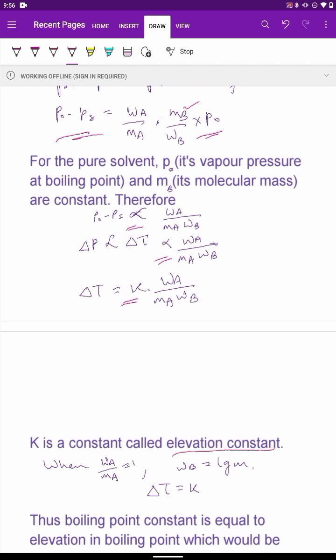Based on this formula, we can solve some numericals also. In case Wa by Ma in this equation is taken as 1, and Wb is equal to 1 gram, then delta T becomes equal to K. So when the right hand part Wa by Ma is 1 and also Wb is 1 gram, in this equation delta T becomes equal to K.